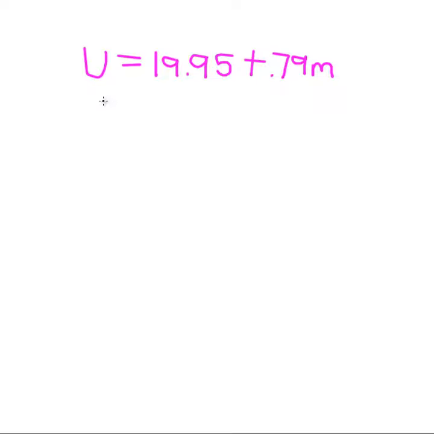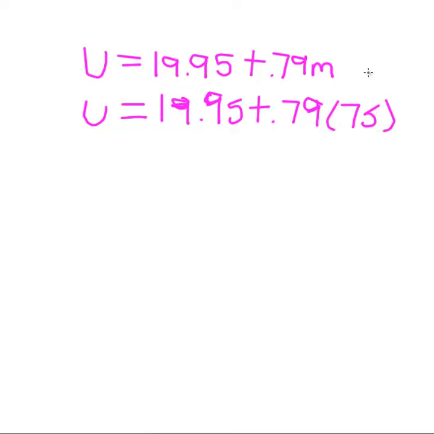So we can simply rewrite this as U equals 19.95 plus 0.79 times 75. The first thing we want to do is look at our order of operations. We multiply 0.79 by 75, and this gives us 59.25.